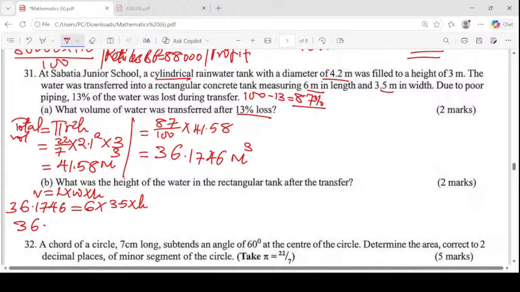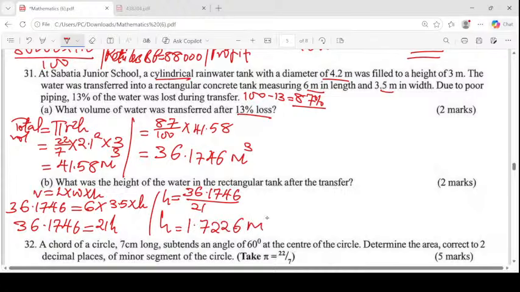So this will be 36.1746 is equal to, when you take 6 times 3.5, this gives you 21h. So that means to get h, you divide through 36.1746 divided by 21. When you divide through, you get your h as 1.7226 meters. That is the height of the rectangular tank.